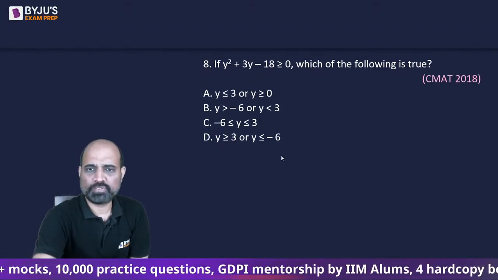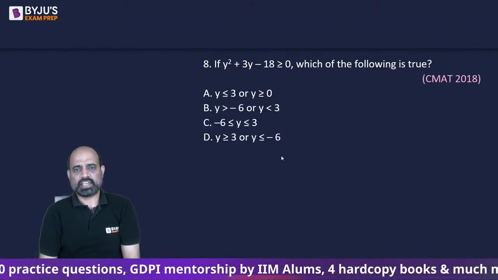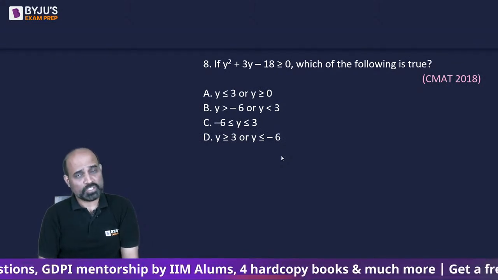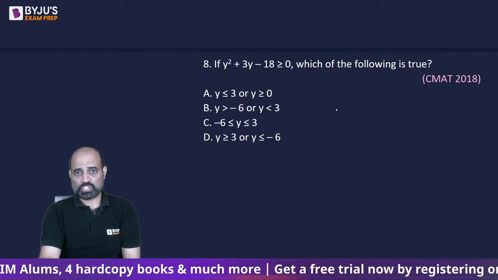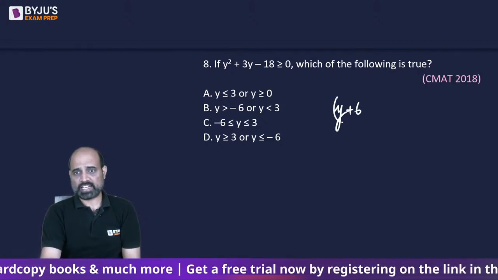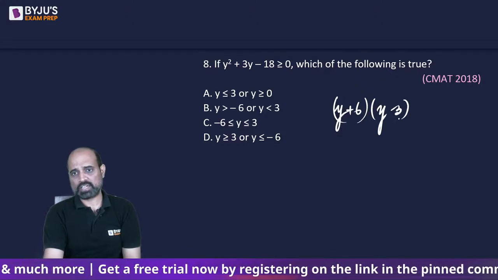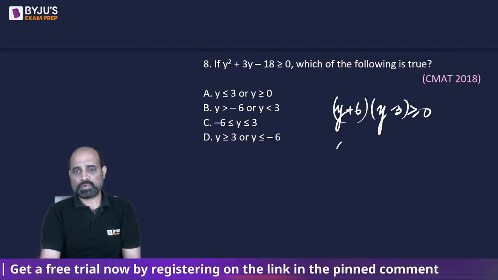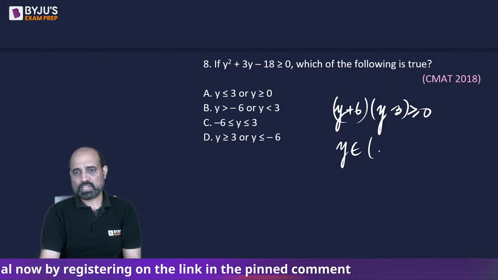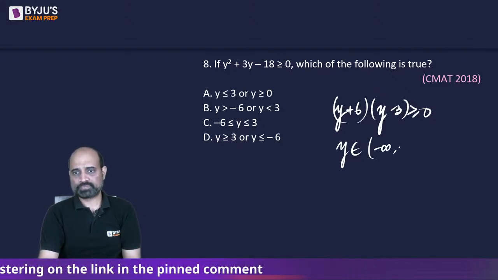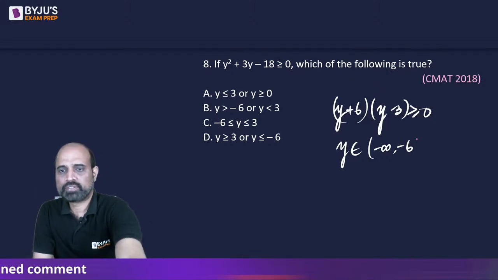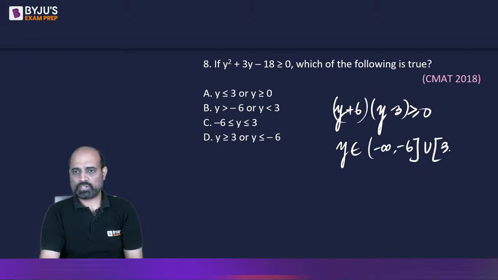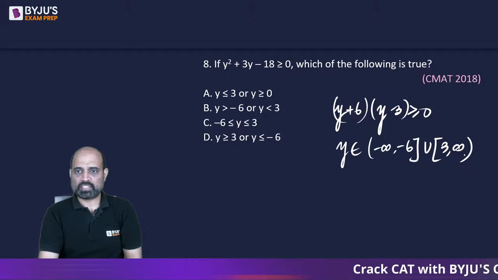Pretty simple, straightforward. A CMAT inequality with a quadratic, you can use options or you can factorize it. Either way you can solve it. So the first approach is, if I factorize it, I'll get y plus 6 into y minus 3 greater than equal to 0. And from here we will get y belongs to -infinity to -6 with a square bracket, sorry, and then 3 to infinity. Right? So y has to be less than equal to -6 or greater than equal to 3.